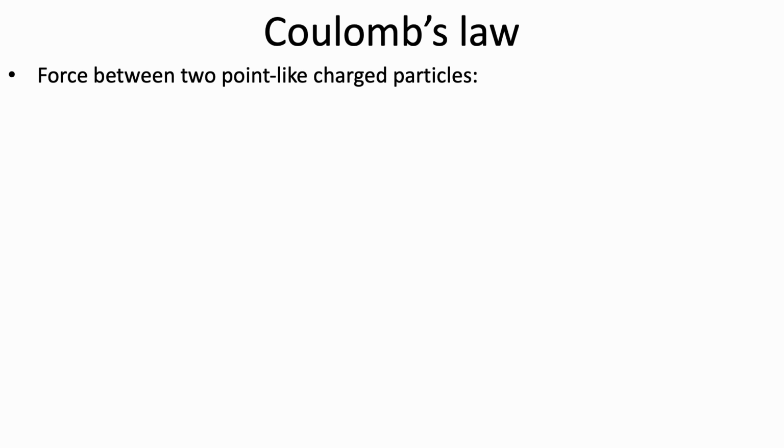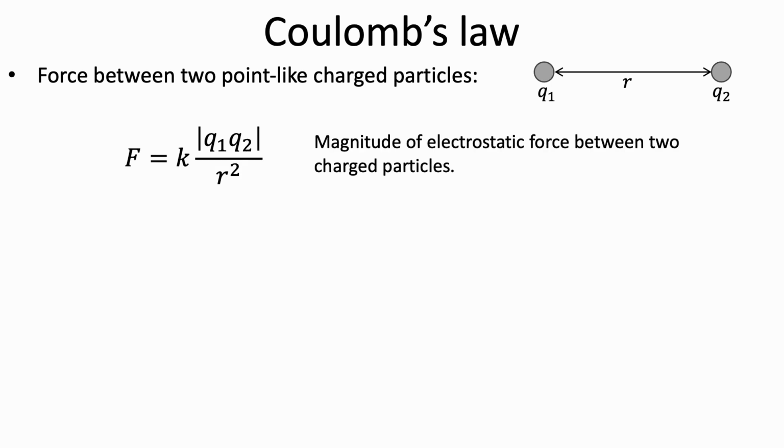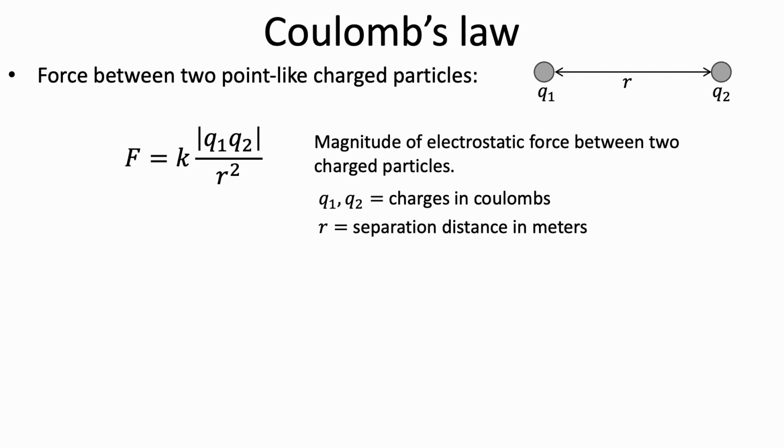Coulomb's law describes the force between two point-like charged particles. Suppose we have two particles with charges Q1 and Q2, and they are separated by distance r. Then the magnitude of the force between them is given by this formula. F is equal to K times the absolute value of Q1 times Q2 divided by r squared. Here, Q1 and Q2 are charges in coulombs, r is the distance in meters, and K is a constant equal to 8.99 times 10 to the 9th newton meters squared over coulomb squared.